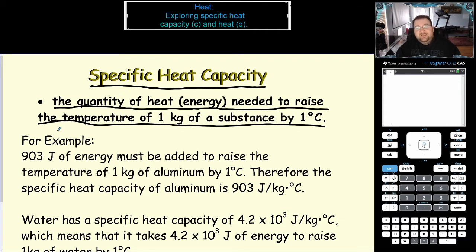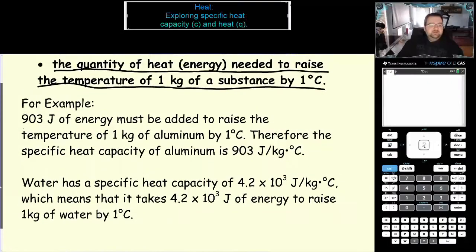It can be used to calculate change in heat. It's a very useful number. So let's look at some examples.